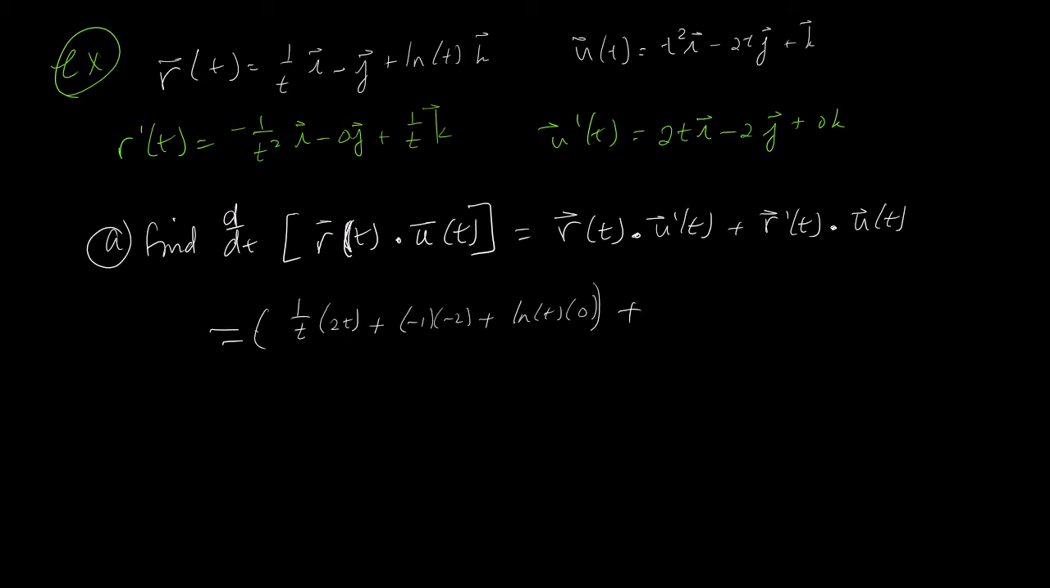Now we dot r prime of t with u of t. So now I'm doing these two. First I did these two. Now I'm doing these two. So let me get rid of those arrows. They're mucking it up. Okay.